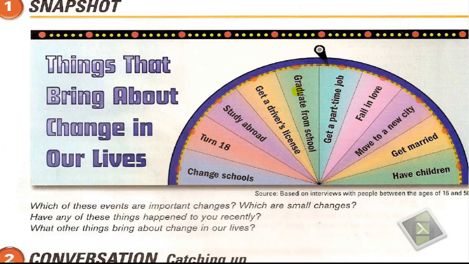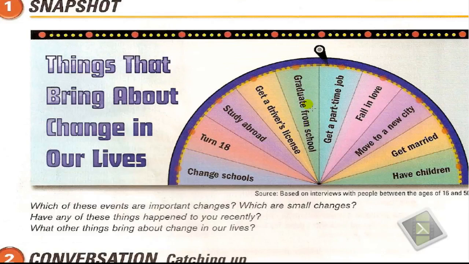Graduate from school: you finished high school. In the USA, when you finish high school, you can go to work. Most students don't join the university. They finish high school and then they can work in a factory or in a supermarket. They can start their own lives.